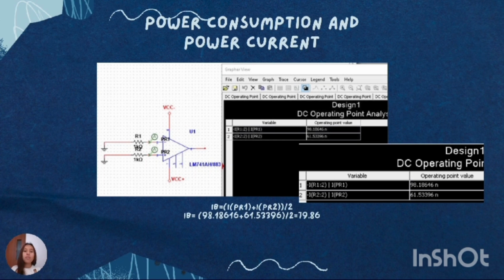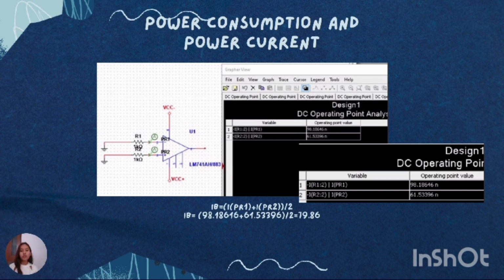Power consumption and power current. The power consumption of an operational amplifier is usually expressed in terms of power dissipated in the device. This can range from a few milliwatts to several watts depending on the application and amplifier design. And it is important to denote that power consumption can increase significantly if the amplifier is operating under overload condition or if high power voltages are used.